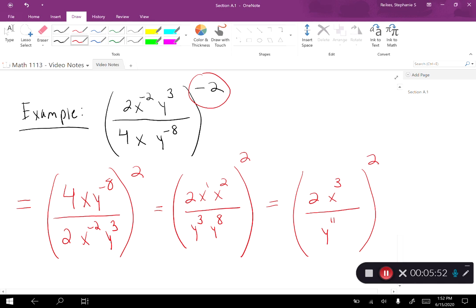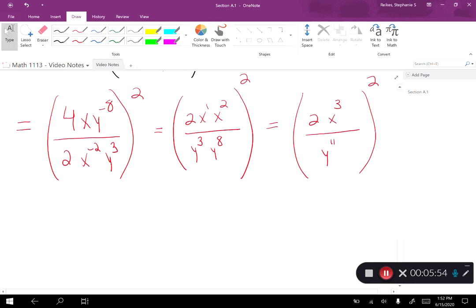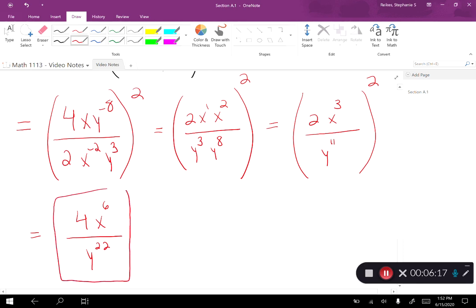And last but not least, now I'm ready to square everything. 2 squared is 4. Now x cubed squared, I call that the power of the power rule. So that means my exponents actually multiply. So that's x to the 6 over y to the 22. And the problem is complete. Again, I want to make sure I have no negative exponents in my answer.